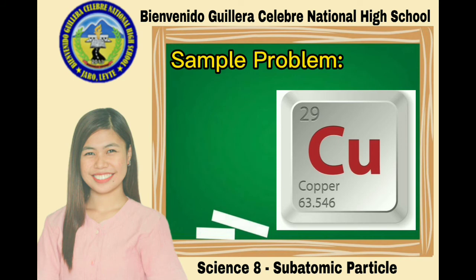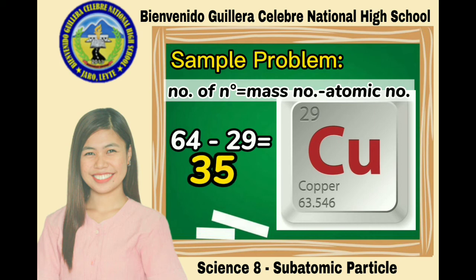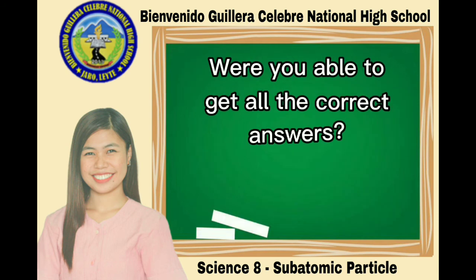How about the number of neutrons? Mass number minus atomic number. Therefore, 64, the mass number of copper atom, minus 29, the atomic number, is equal to 35. What is the number of neutrons of the copper atom now? It's 35. Were you able to get all the correct answers?